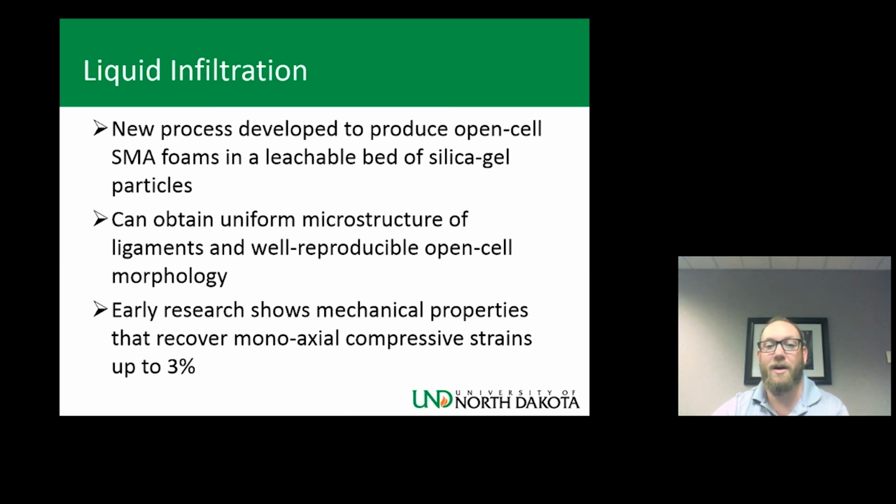The liquid infiltration method is fairly new, and it can create an open-cell SMA foam in a leachable bed of silica gel particles. You can obtain uniform microstructures of ligaments and well reproducible open-cell morphology. It's very new, with research showing mechanical properties that can recover uniaxial compressive strains up to 3%.